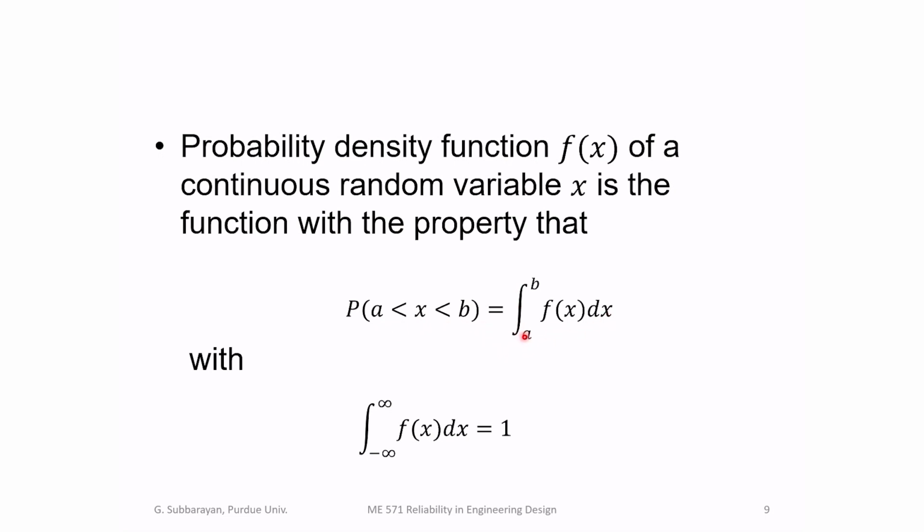Now, similarly, we can ask the question, what's the probability that x would lie between minus infinity and plus infinity? We know that probability is 1. X has to take a value between minus infinity and plus infinity, and that has to equal 1. So that in turn gives an important property of the probability density function, that its integral has to sum to 1. The integral has to equal 1 between the limits of minus infinity and plus infinity.